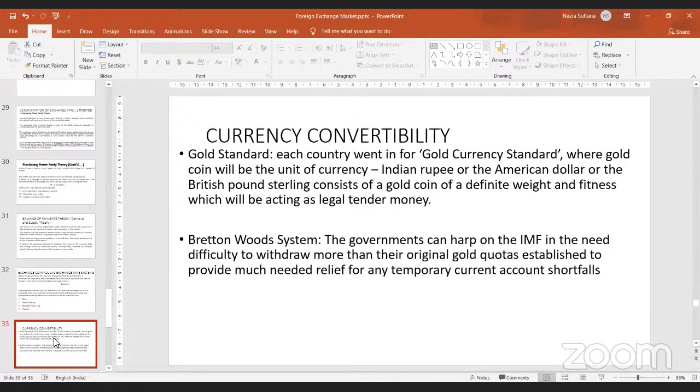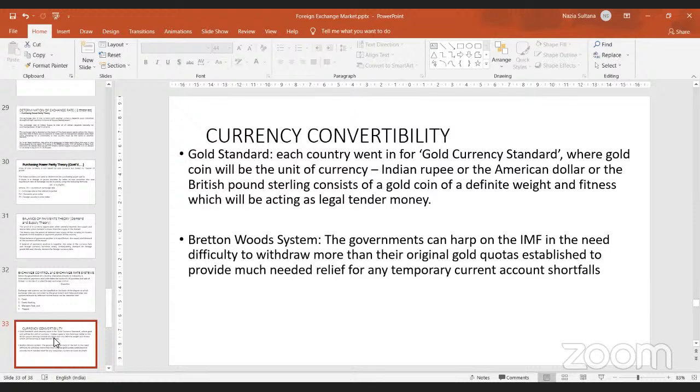This was very long back, I'm telling. This was centuries ago. It is not there now. Centuries ago, when countries of the world were ruled by monarchs and kings, and kingdoms and colonies were there, we are talking about that era. Currently, this is not there because gold reserves of almost all the countries are depleting. You don't have gold which is being used to make coins now.